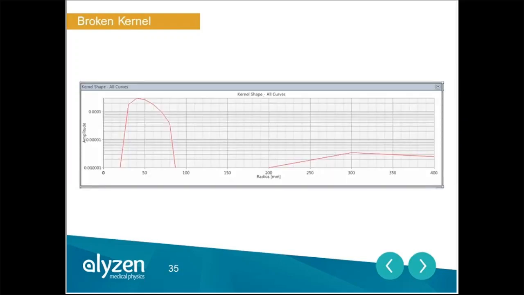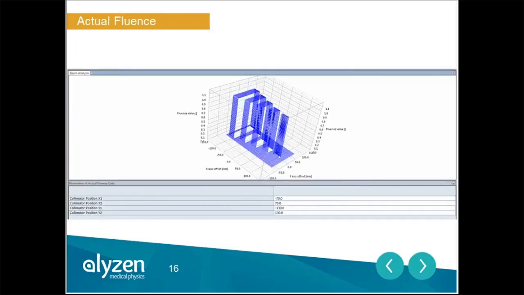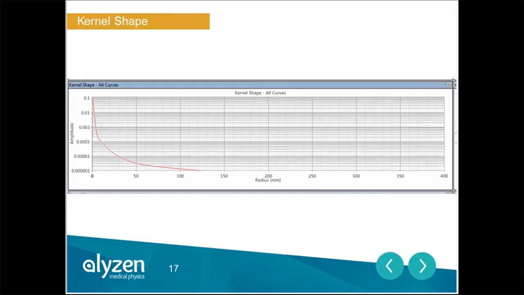I just wanted to show an example of a broken kernel. I think if you remember, I showed you earlier what a correct kernel will look like. Let me navigate back to it now. A correct kernel, remember, looks like this: very clean and exponentially decaying.